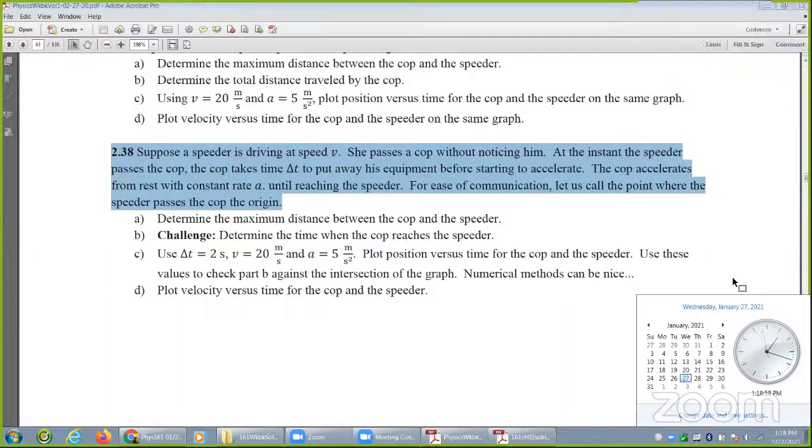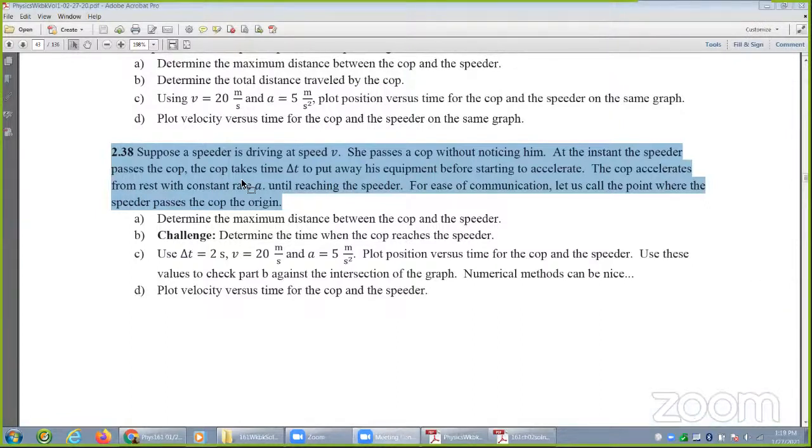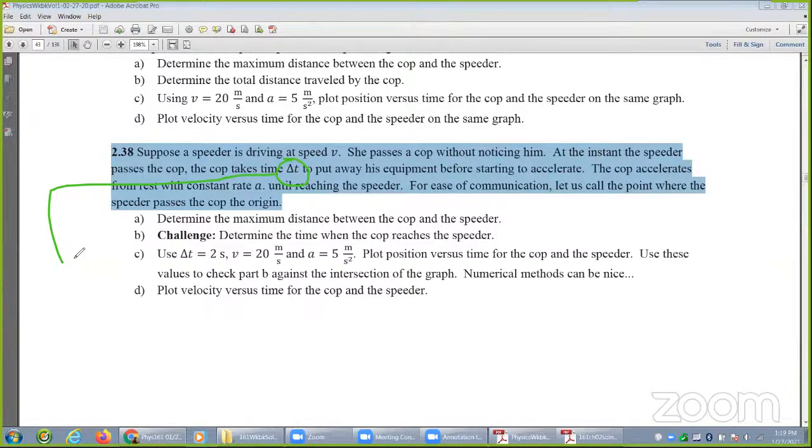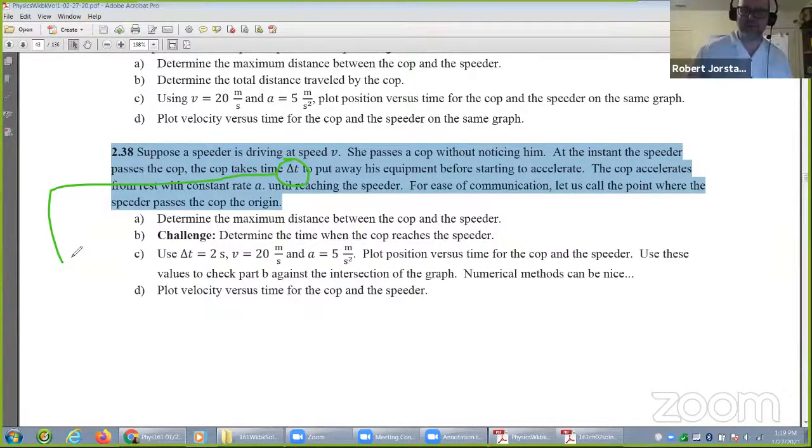Well, it says he takes delta t time to put away his stuff before accelerating, so I'm not sure if that's time or if that's supposed to be like maybe initial velocity. Okay, it's a time, right? This is a time, but it's not the time that the cop is driving. Do you agree? So it's like, how do we get this delta t into the equations?